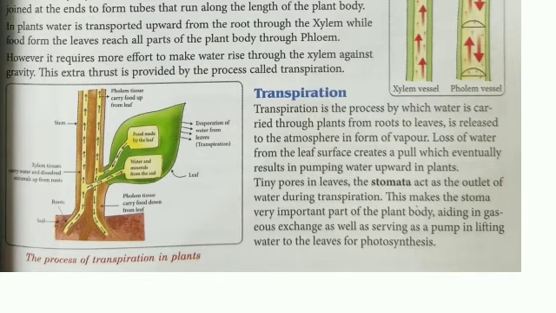What is transpiration? Loss of water from the leaf surface creates a pull. Sorry, this is not definition. Creates a pull. This is the process of water absorption. Loss of water from the leaf surface creates a pull which eventually results in pumping water upward in plant. Tiny pores in leaves, the stomata act as the outlet of water during transpiration. This makes the stomata a very important part of the plant body, aiding in gaseous exchange as well as serving as a pump in lifting water to the leaves for photosynthesis.